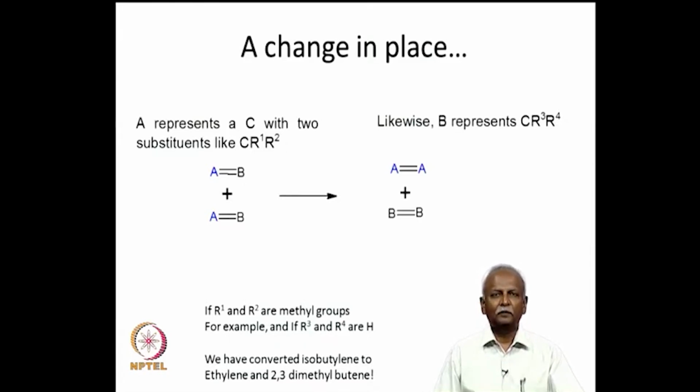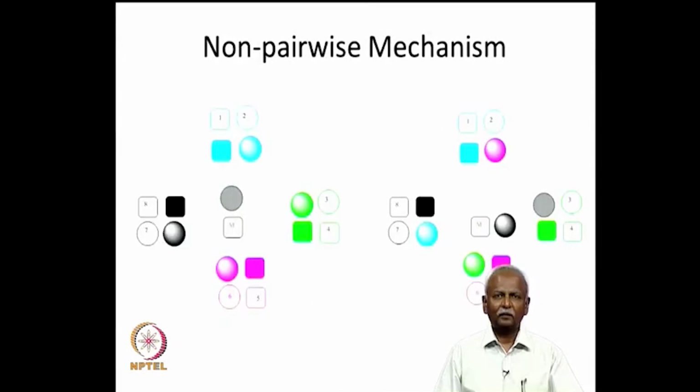In fact, metathesis was originally discovered in the industry, and eventually it was understood better through the work of Chauvin, and he discovered what is called the non-pairwise mechanism for the metathesis. We will just briefly revise what we have discussed earlier.